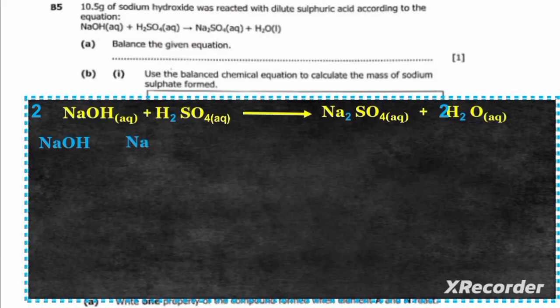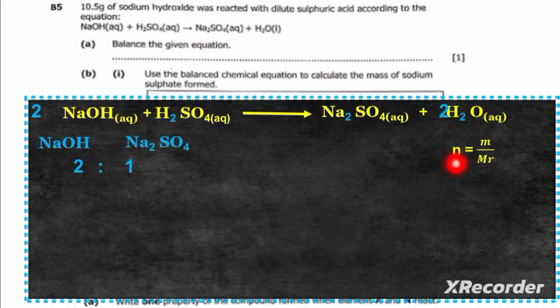So we are going to use this ratio: sodium hydroxide and sodium sulfate. We can see that here we have 2, here we have 1. So the ratio is 2 to 1. Okay, the ratio is 2 to 1.